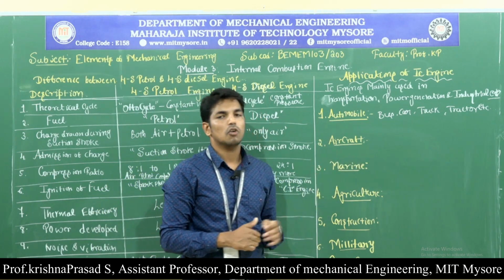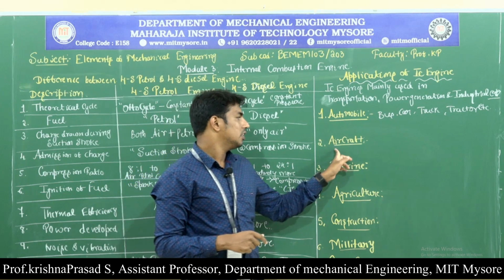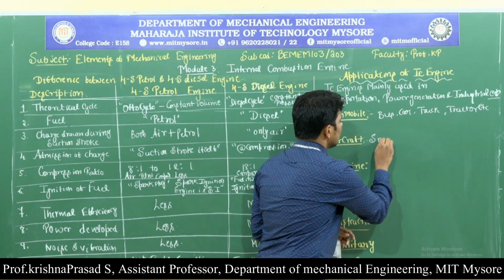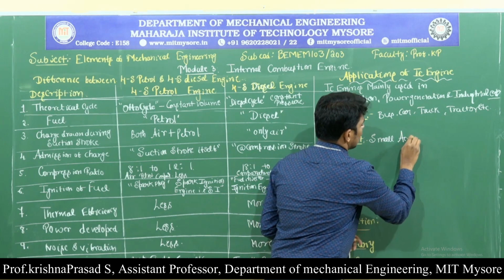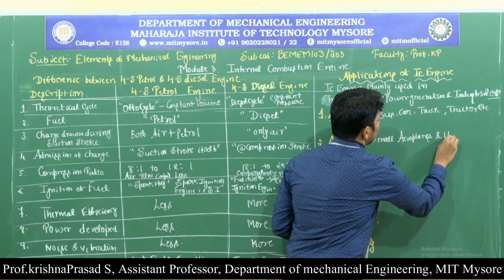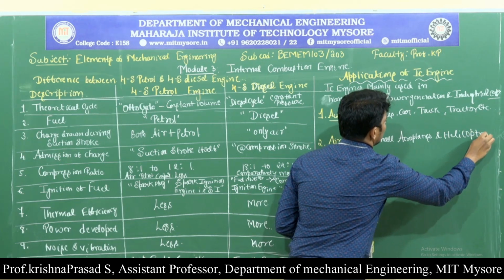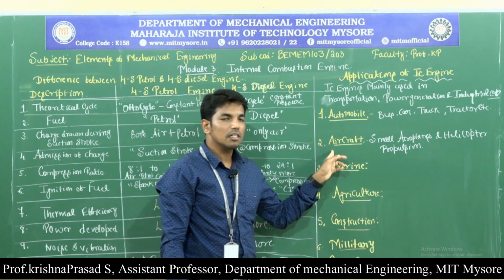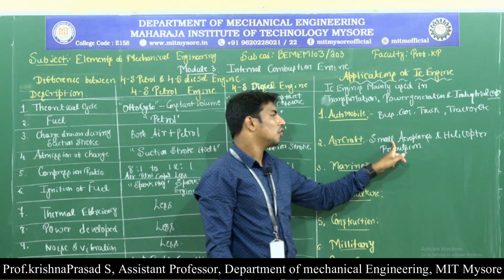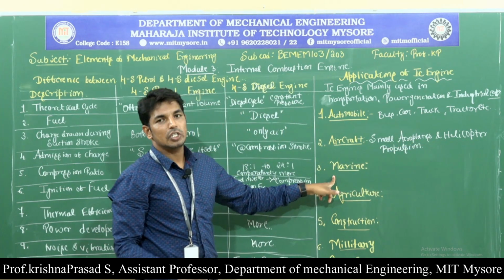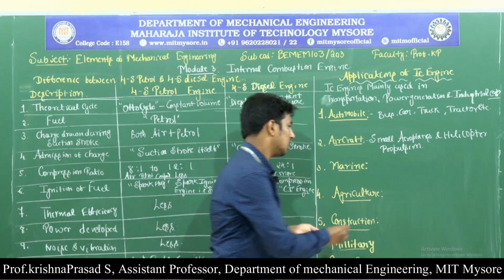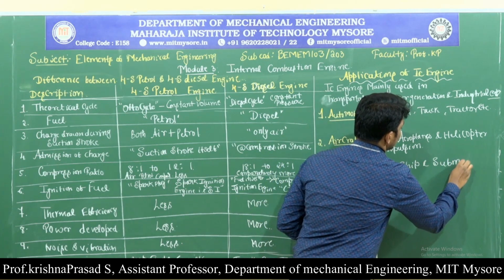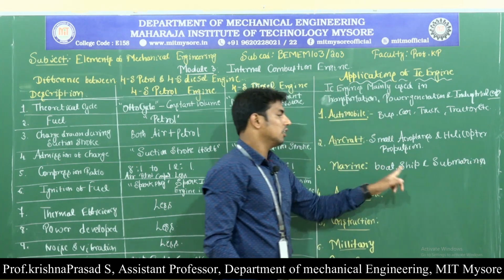Next, second, aircraft. What is the application of the internal combustion engine in aircraft? Internal combustion engines are used mainly in aircraft such as small aeroplanes and helicopters for propulsion purposes. Next one, marine applications. The internal combustion engine is also used in marine applications such as boats, ships and submarines.